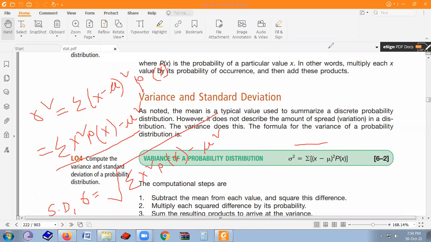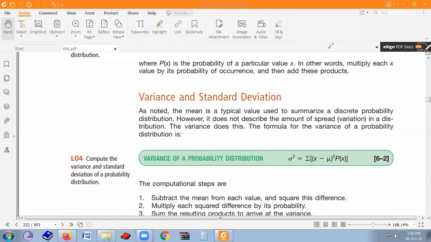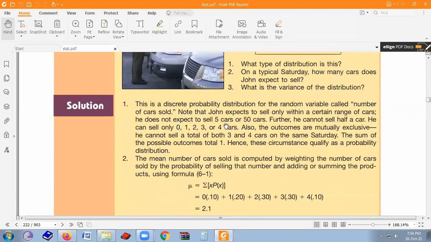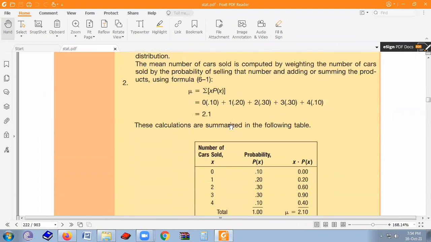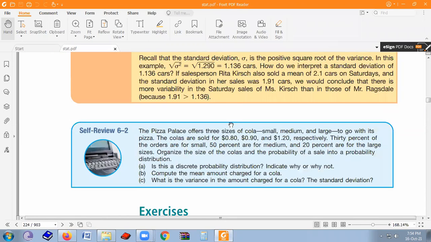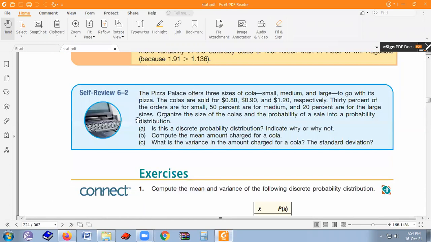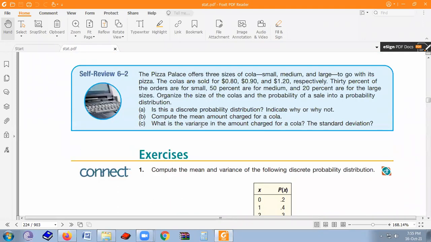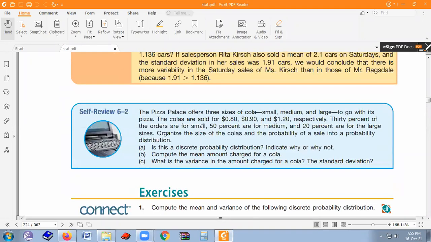Okay, in this chapter there is not much theory and no more formulas, so we will start with this. Then we go for a practical example: how can we get mean, variance, or standard deviation from a given problem. So exercise number 1, page number 193.